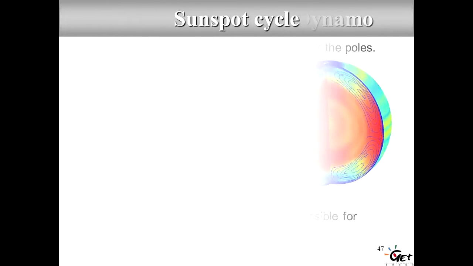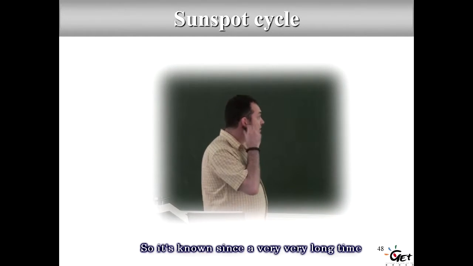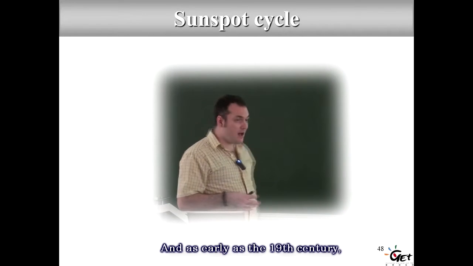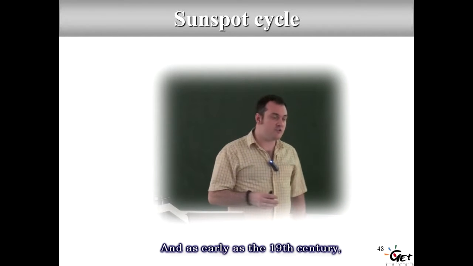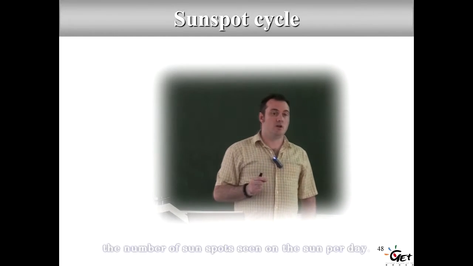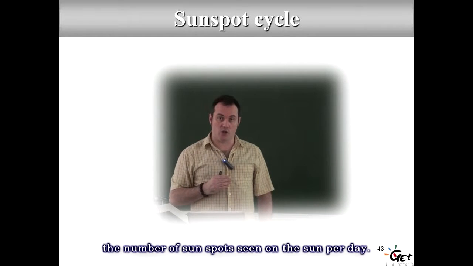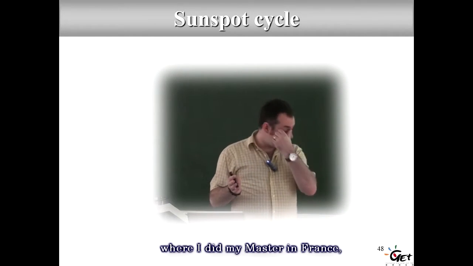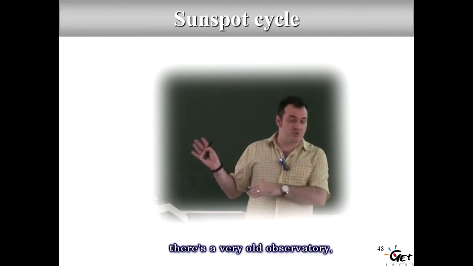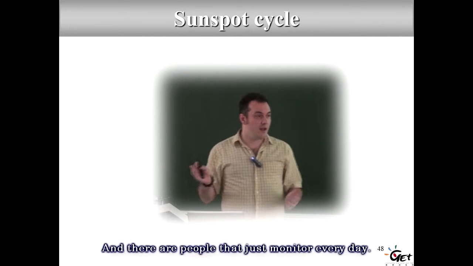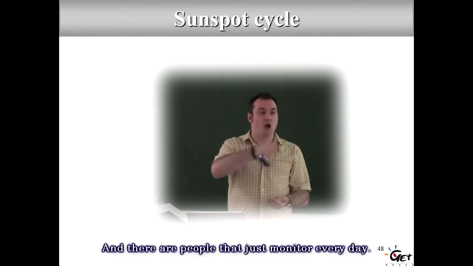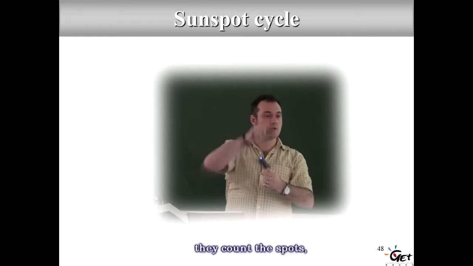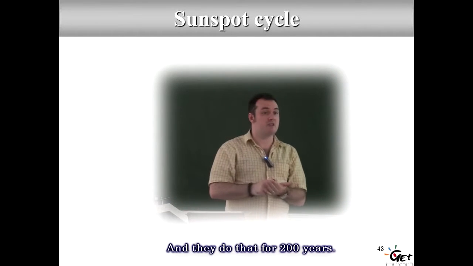So it's known since a very, very long time that sunspots have cycles. And as early as the 19th century, people started to count the number of sunspots seen on the sun per day. So in Lyon, where I did my master's in France, there's a very old observatory. It's 300 years old, and there are people that just monitor every day. The first thing they do in the morning, they look at the sun. Okay, they count the spots and they note it, and they have done that for 200 years.